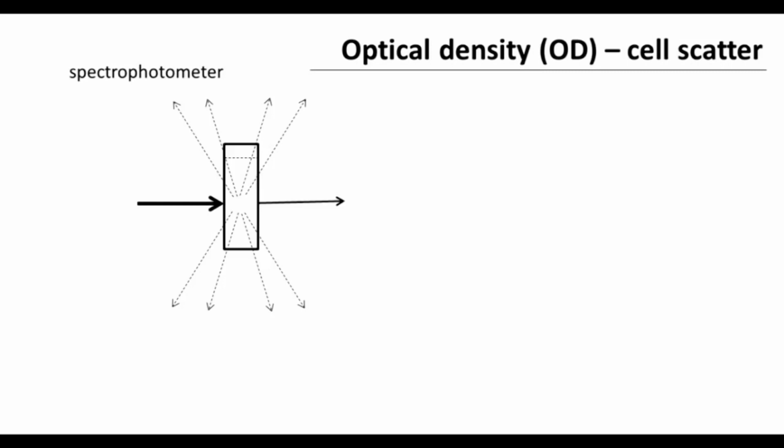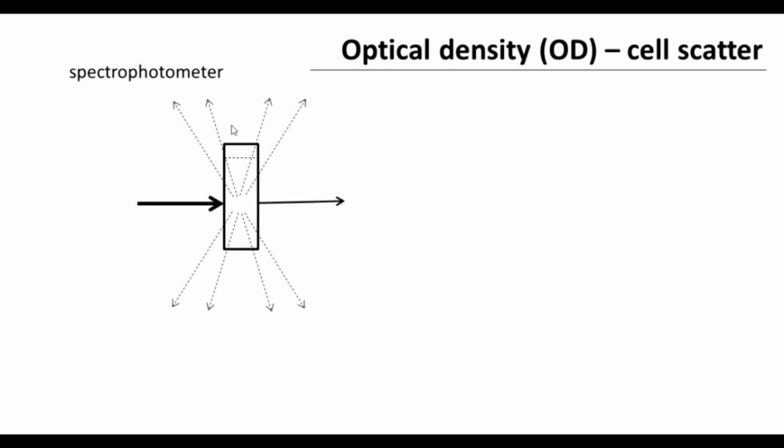The optical density, the so-called optical density, is measured by using a spectrophotometer, but it is actually a measure of cell scatter. It is not a measure of absorbance by the cell. This is something that you need to remember very clearly.